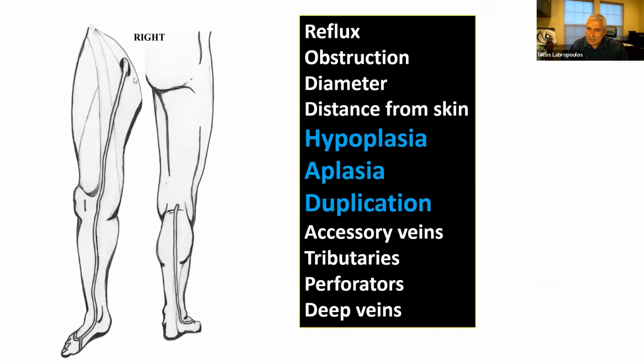Now, when we look at the saphenous systems, we look for reflux, if there is any obstruction, the diameter of veins, which is relevant to the treatment, and the distance from the skin. Then other common things like hypoplasia, aplasia, or duplication. The duplication is less than 2% in the saphenous veins, but hypoplasia and aplasia is very common, reaching up to 20%. Then we look at the accessory veins, the tributaries, the perforators, and the deep veins.